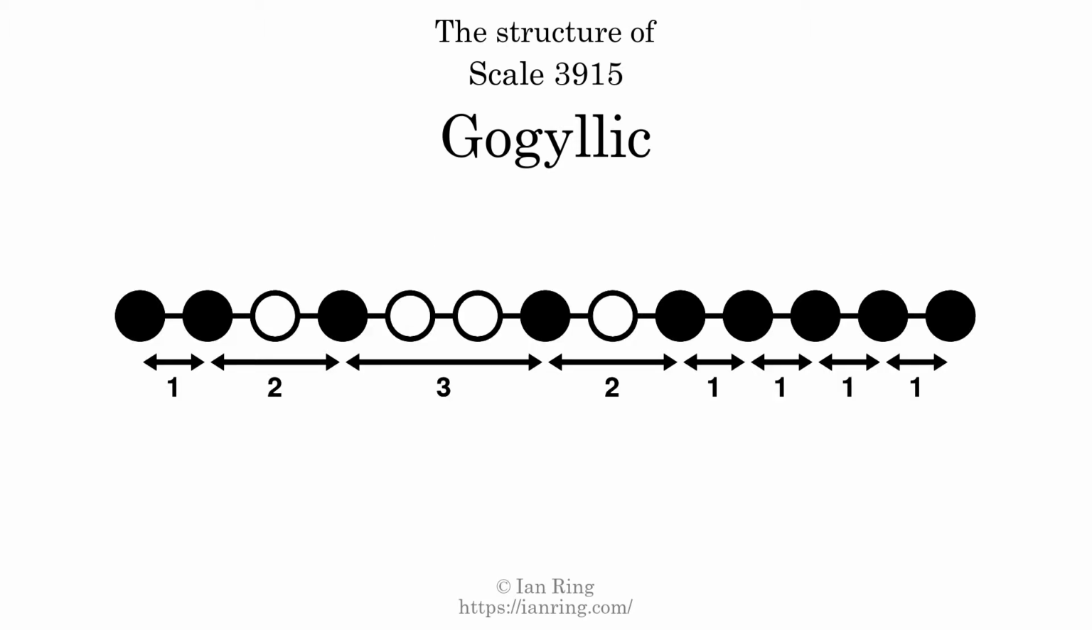The structure of a scale is a description of the interval distance between each successive tone. This scale has a structure of 1 2 3 2 1 1 1 1.